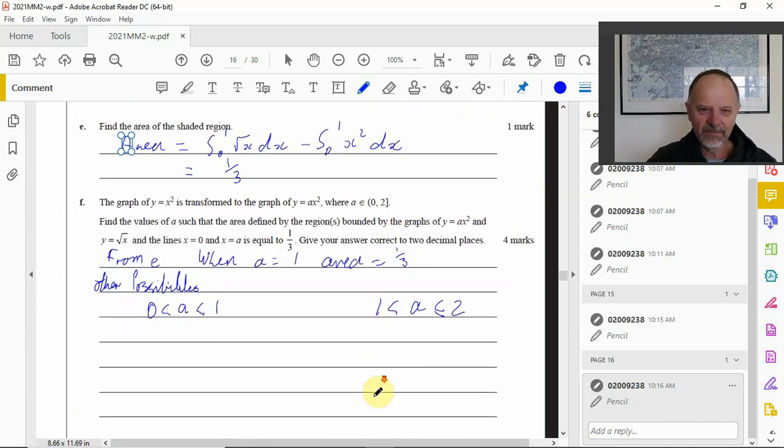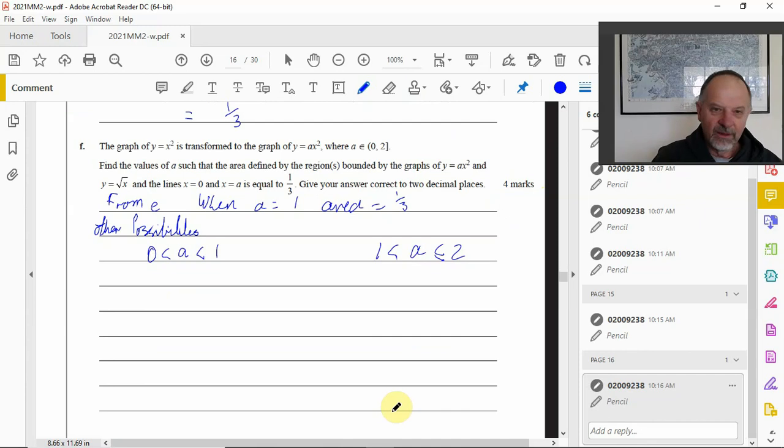So in this case, we have the area between 0 and a under the root minus the area under the ax squared, and we want that to be equal to 1/3, and we want to use our calculator to solve that, get our calculator to solve that for us, and we want 2 decimal places, and so when we do that, our calculator would tell us that it's 0.77.